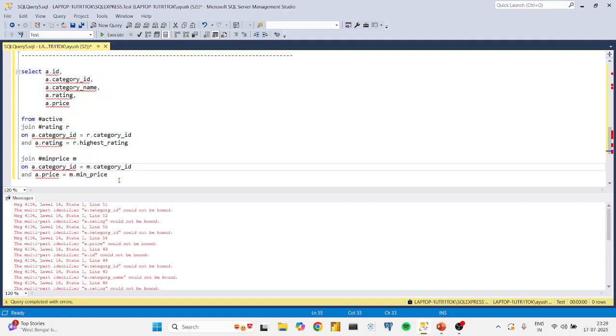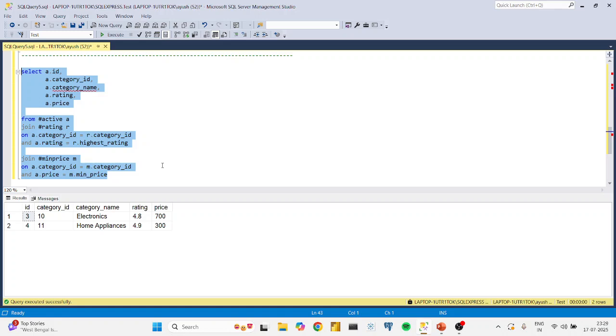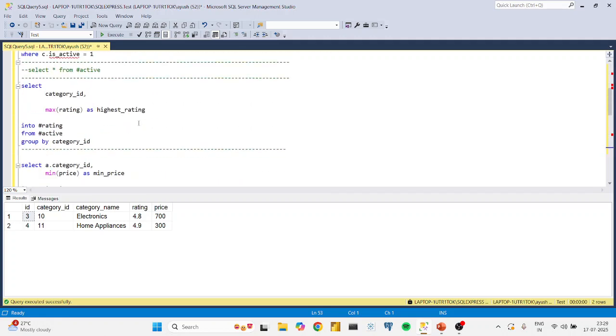Sorry, a dot category id. It's okay. Now let's run it. So here it is. This is our required result. So product ID 3 of the category 10 of electronics has the highest rating, and see we are getting this 300. Okay, we are not getting that 310 product that we had. So this is how you can build upon the query that you have.